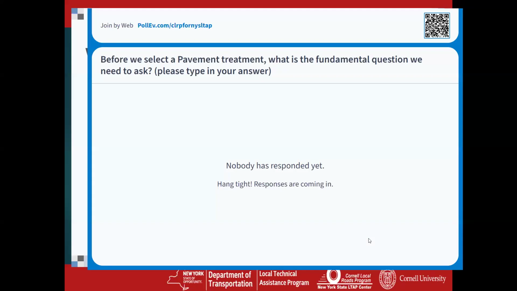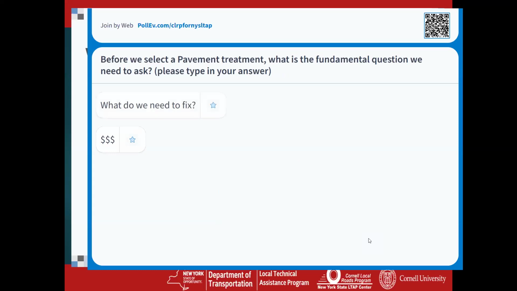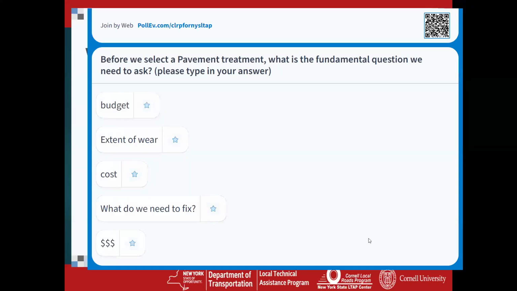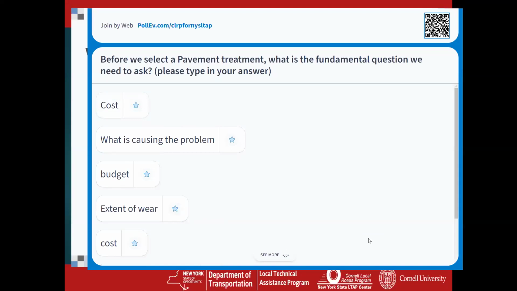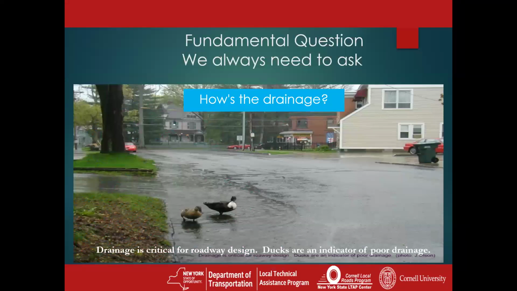So, quick question: when we're picking a treatment, what's that fundamental question we need to ask? And just shoot in anything that comes to mind. Good answer. I see dollar signs. See more dollar signs. What do we need to fix? Yep, very good. Cost. Absolutely. Couple I'm thinking: extendable. Absolutely, excellent. Budget, excellent. All right, I'm going to throw two out. Safety. All right, excellent. What's causing the problem? Safety issues, and how's the drainage?